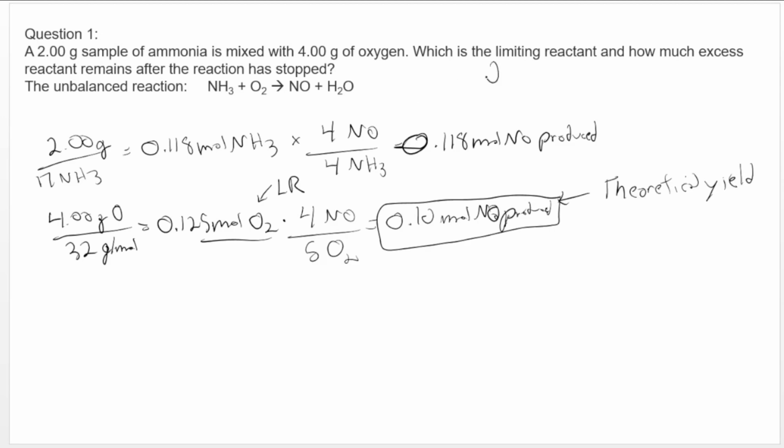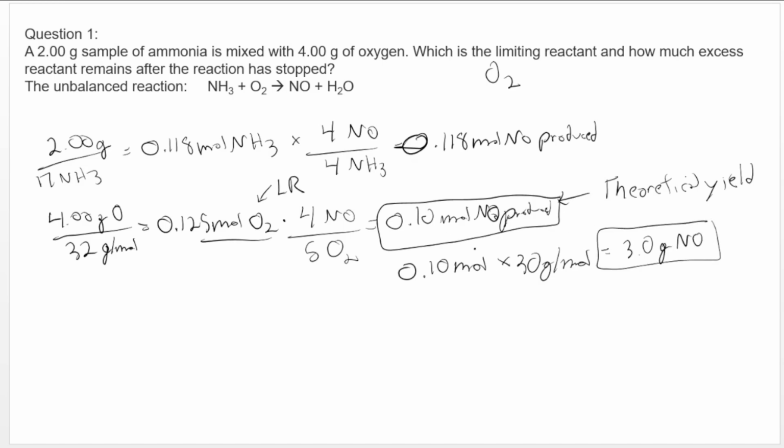So we figured out that O2 is the limiting reactant, and we could also figure out how much NO is produced, which is 0.1 moles. We can convert that to grams if the question asks for it, which this one does not, but let's do it anyway. The molar mass of NO is 14 plus 16, so about 30 grams per mole, and we end up with about 3.0 grams of NO produced from the reaction. And again, that's based on the limiting reactant.